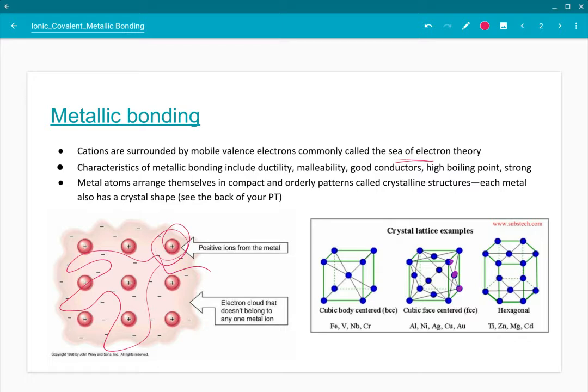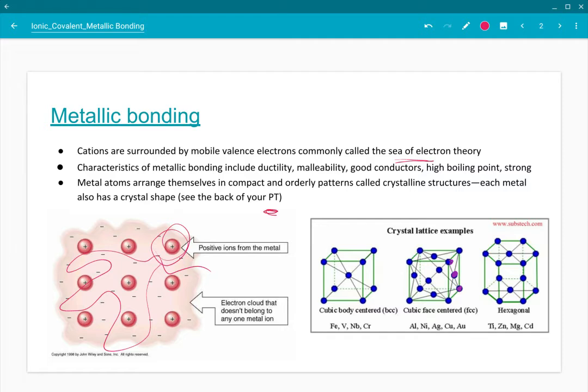There are lots of characteristics of things that are metallically bonded. That includes being ductile or malleable, meaning we can bend them or put them into sheets. They're good conductors, they have high boiling points, and they tend to be strong. Metal atoms also arrange themselves in compact and orderly patterns called crystalline structures. So each metal will also have a crystal shape.